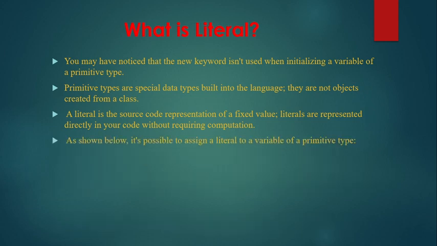As shown below, it's possible to assign a literal to a variable of a primitive type. For example, boolean result = true, char capital C = 'C', byte b = 100. Or we can say that literals are the raw values or constant values, and the values which we assign to the variables are known as literals. Here is an example: char capital C = 'C'. Here 'C' is the character literal.